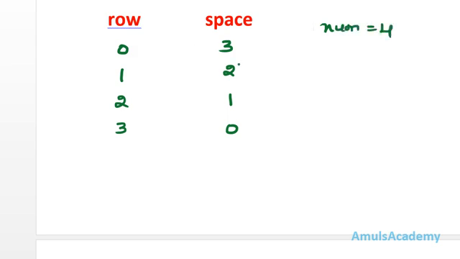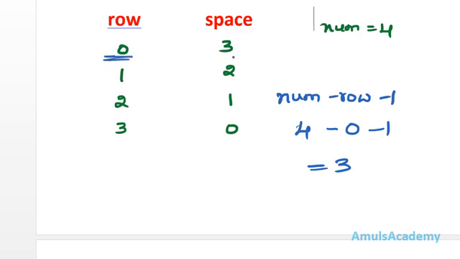Okay. So to print spaces in each row we need to write a general formula. We can write it like this: num minus row minus 1. Let's take the first case, that is row 0. The num value is 4, the row value is 0, minus 1, so we get 3. So when row is equal to 0, we get 3 spaces. Next we'll see when row is equal to 1. The num value is 4, the row value is 1, minus 1. So 4 minus 1 is 3, 3 minus 1 is 2. So we get 2 spaces. Next, when the row value is 2, here the row value should be 2.